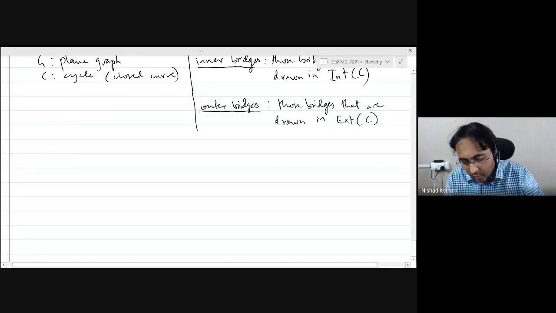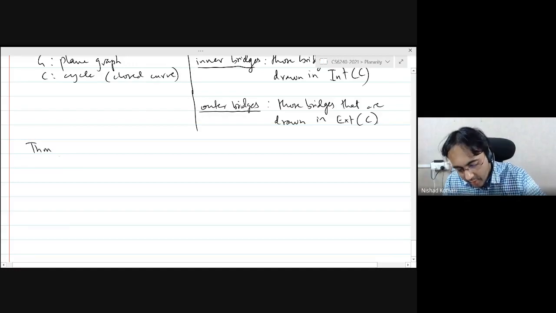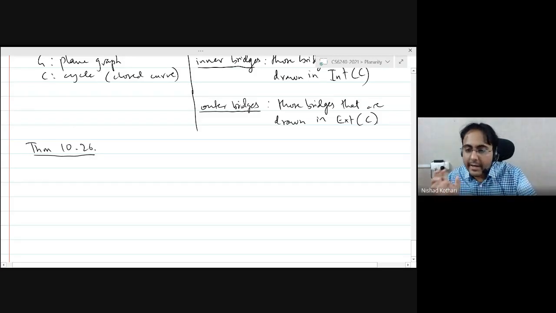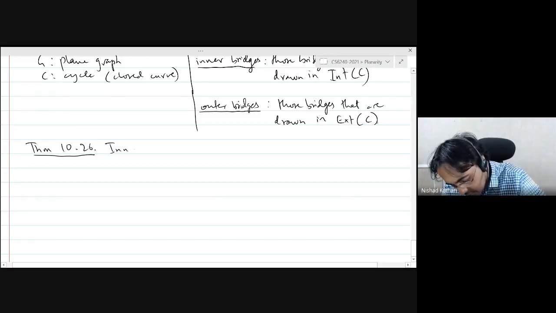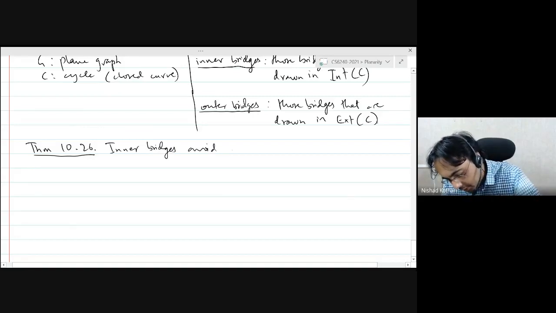And what we will prove is that, well, I don't know if I'll even go to the proof of this. It is fairly intuitive to see why this is true. So the next theorem is that if you look at any two inner bridges, they avoid each other. Likewise, the outer bridges avoid each other. Right? Inner bridges avoid each other, and outer bridges avoid each other.